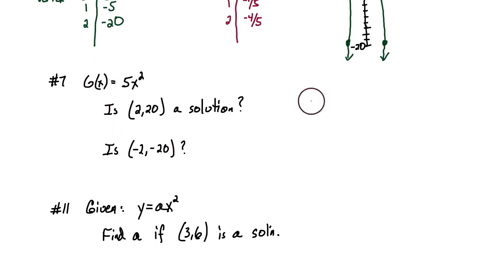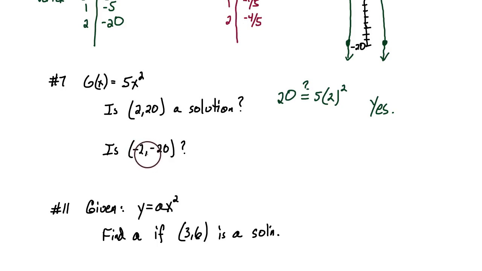For the value of g, let's fill in 20. For the value of x, let's fill in 2. And see if this makes a true statement. 2 squared is 4, and 5 times 4 is 20. So this answer is yes.